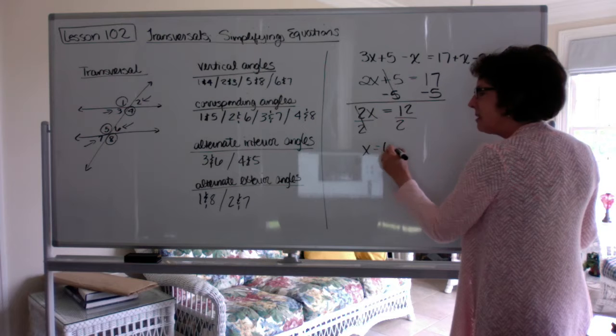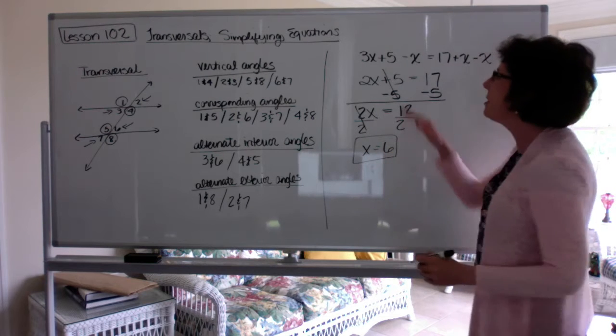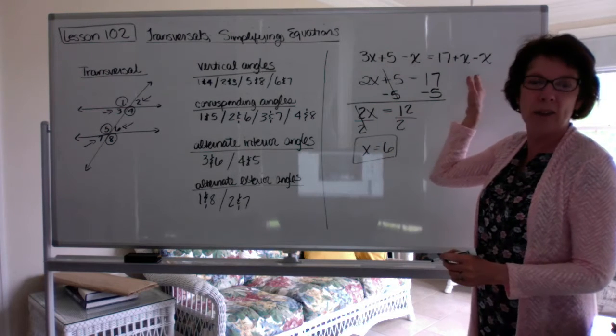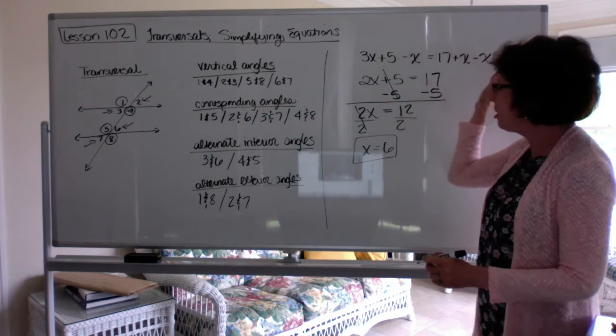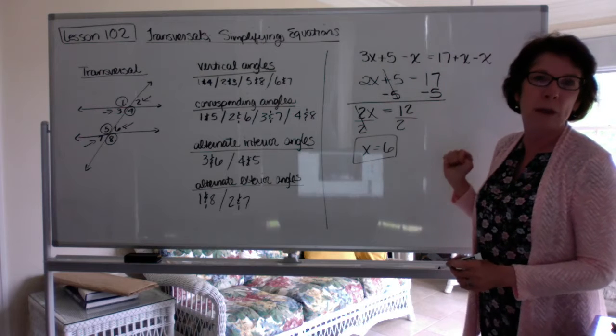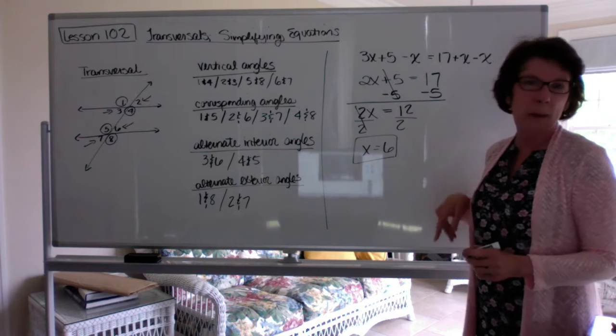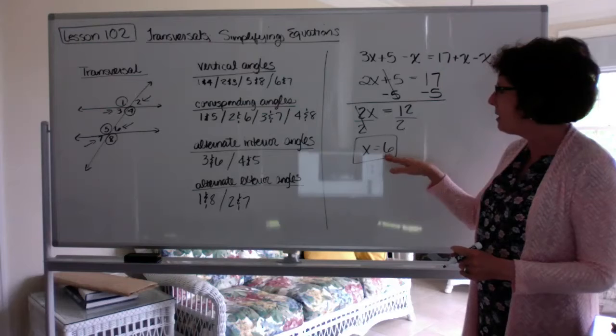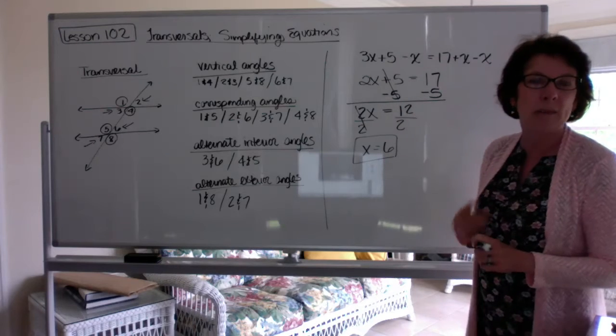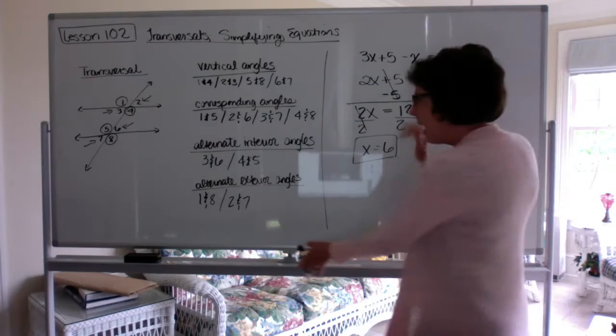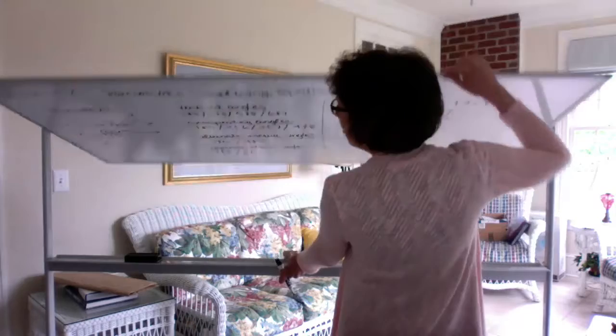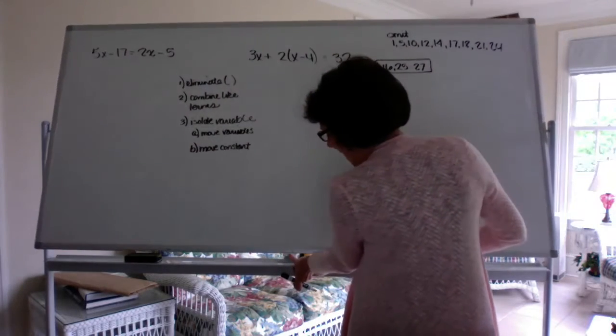X equals 6. Now, if you were to plug 6 back into this complex equation up here, it would be a true statement. And I've got some other examples, so I'm not going to take the time to do it, but you can always plug this number in and make sure that it makes both sides of the equation true. Now, let's go ahead, and it's going to get a little bit more interesting on this side.